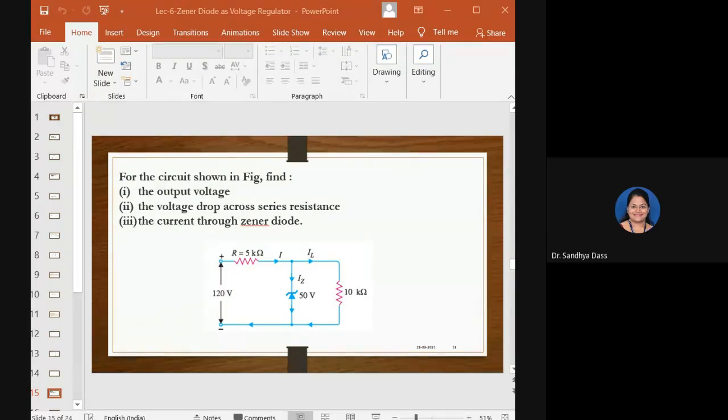Please don't say I don't know and sit quiet. Don't share answers with your friends. Try yourself. First sub question: can all of you type your answers immediately now? First question, what is the answer? The output voltage? Can you type the answer? What will be the output voltage?